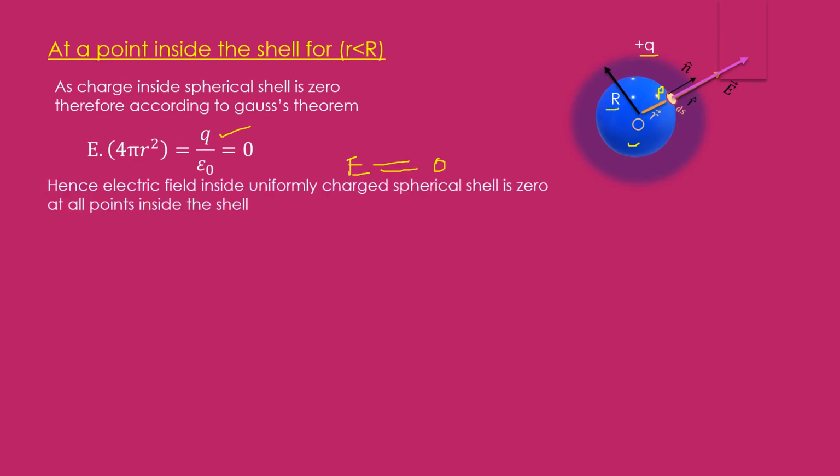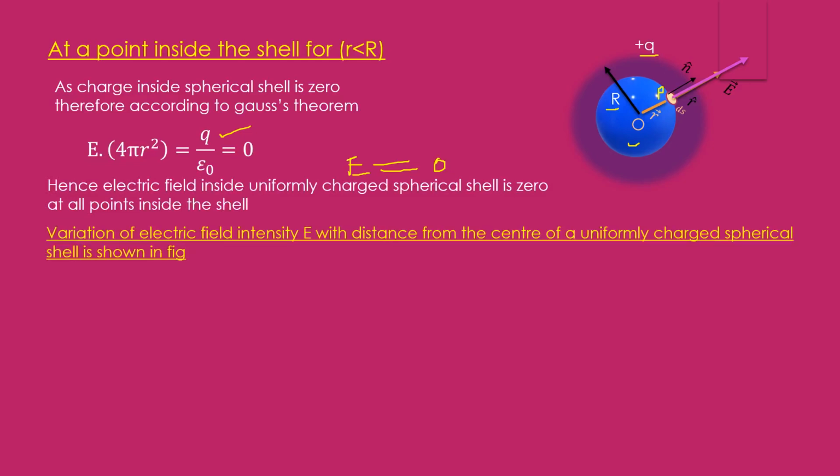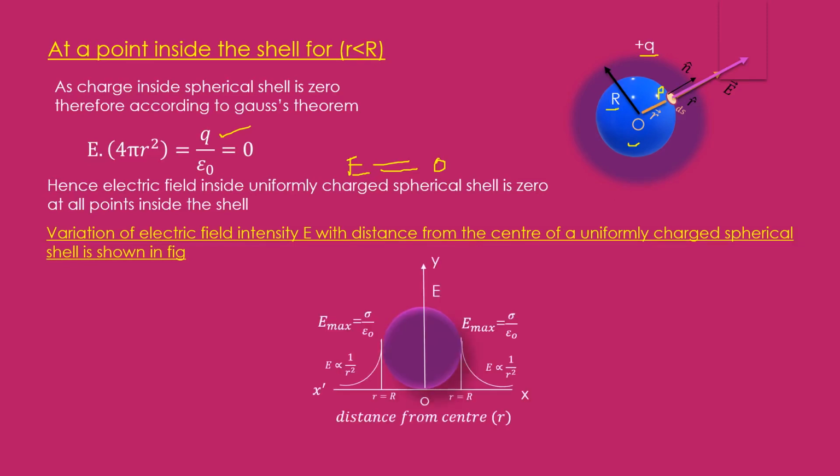Now if we study the variation of electric field intensity with distance from the center of a uniformly charged spherical shell, then the shape of the graph will be like this. Here is the spherical shell, here is the center of the shell, and we take electric field along the y-axis and distance along the x-axis.